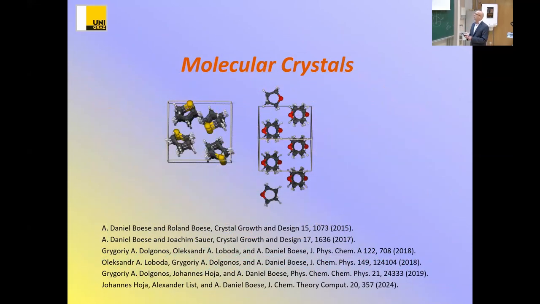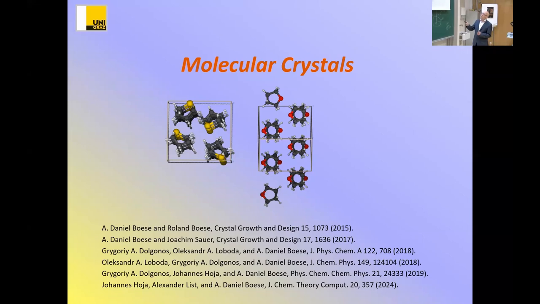Okay, last subject is then, I will talk about molecular crystals. And I became interested in molecular crystals about 2012, 2013. Of course, you can think about several polymorphic structures. For example, this is tetrahydrothiophene, THT, and this is THF, tetrahydrofuran, and you see that they have very, very different crystal structures. And this means that once you change something within the molecular crystal, this is the so-called subject of crystal engineering, you can change the crystal structure.